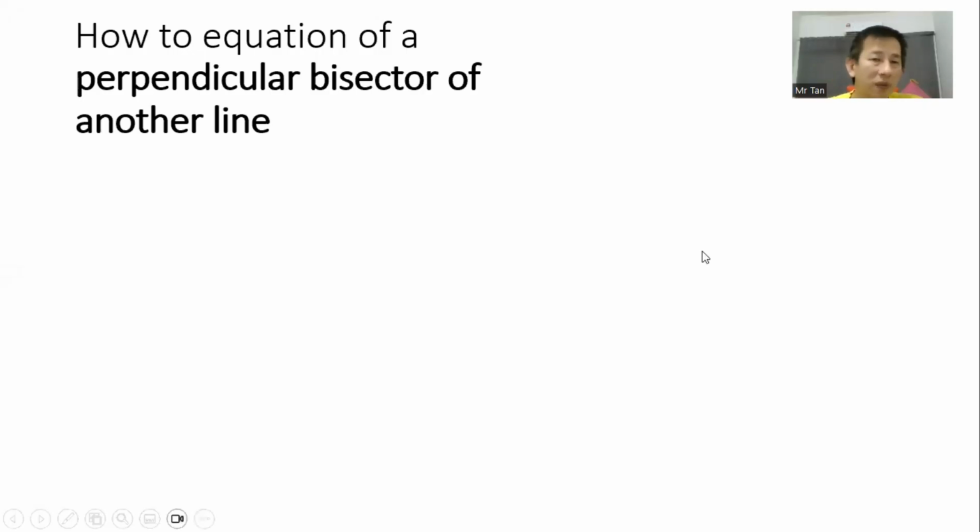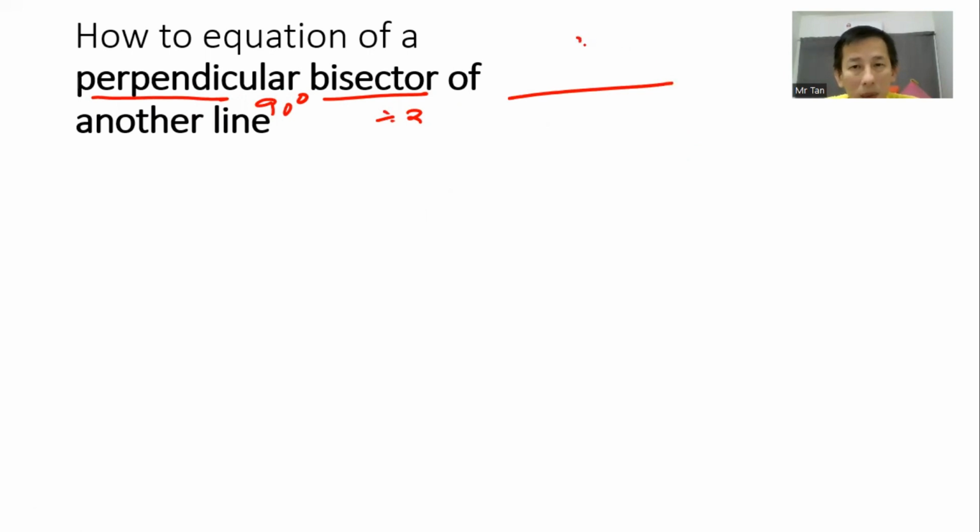Now, what if the question asks you to find the perpendicular bisector? If you can recall, perpendicular is 90 degrees and bisector is basically split into half. So if we have a line, the perpendicular bisector will split it into half with the same length.